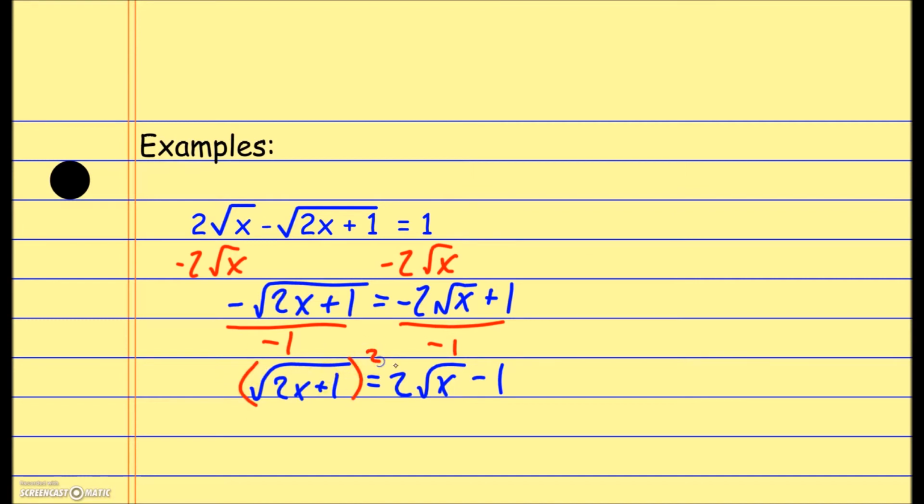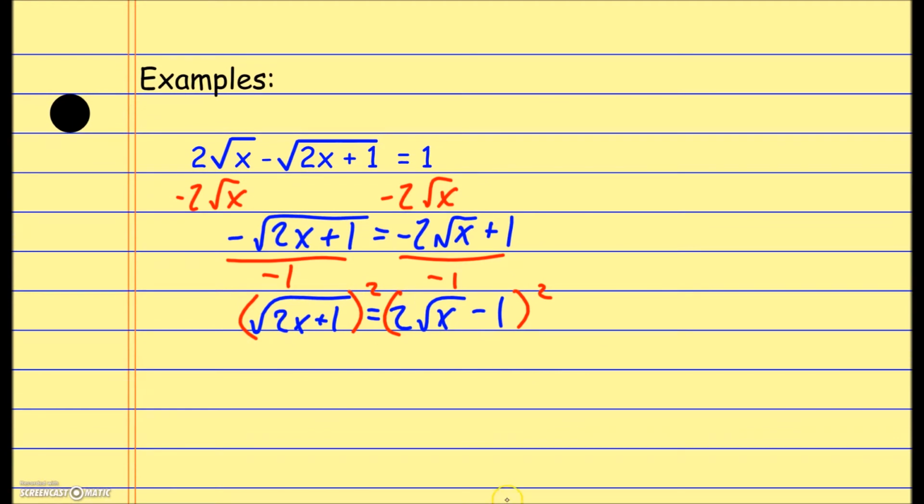I square each side. When I do that, over here I'm left with just the 2x plus 1. Over here I have to do that binomial times itself, so I have to FOIL. When I do FOIL, it's going to give me a 4x, a minus 4 root x, and a plus 1. Okay? And again, if you're having trouble following that, take it off to the side, multiply it out, see how it works. And now I'm going to get everything on the same side.